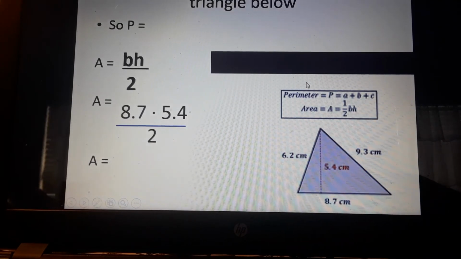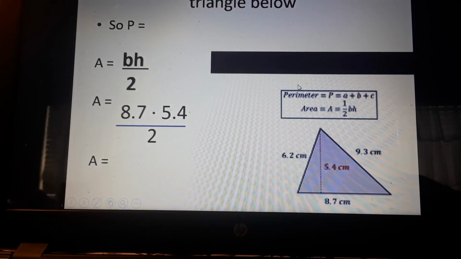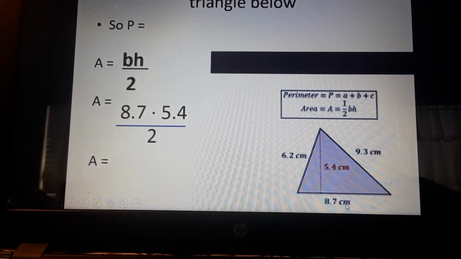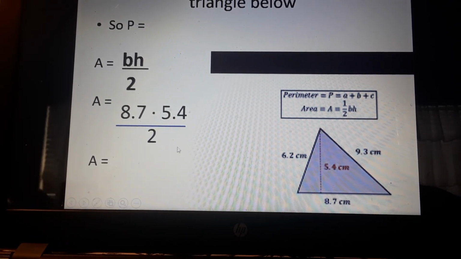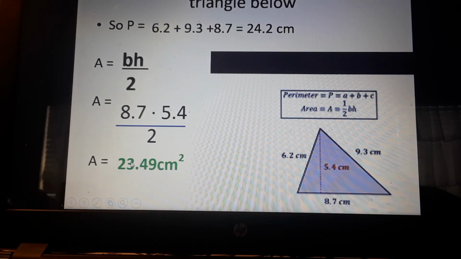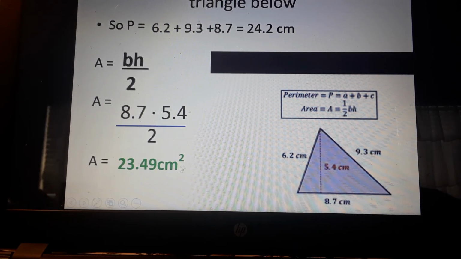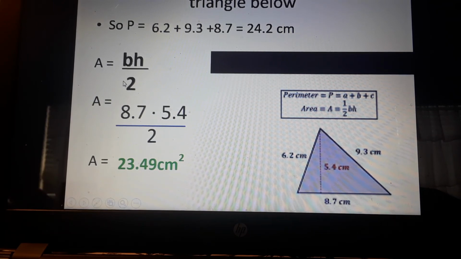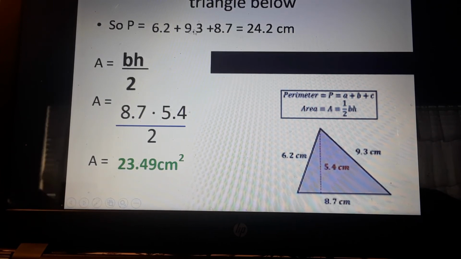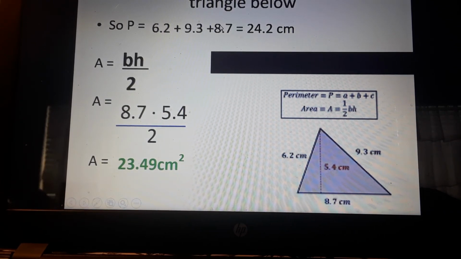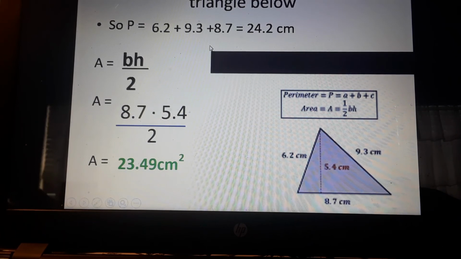So if I were to calculate the base times height, the base is 8.7 times 5.4 there. Divide that all by 2, that gives you, sorry, I got that backwards there, 23.49 square centimeters. That's using the area formula, base times height over 2. And then the perimeter is just adding 6.2, 9.3, plus 8.7, the 3 sides around. So don't get those confused.